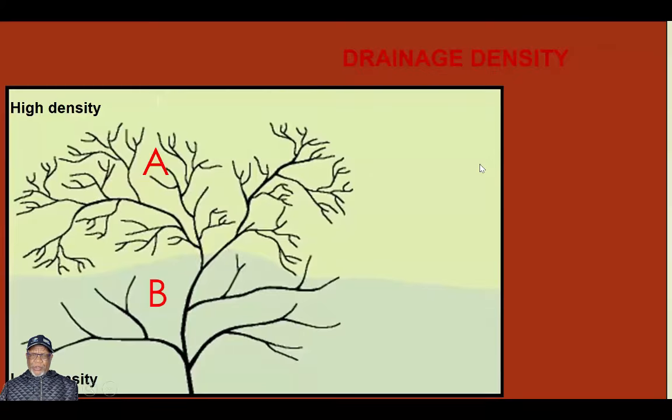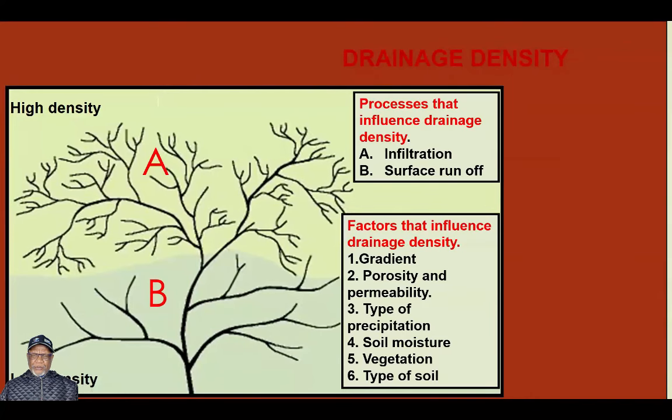So let's come to this page now. What are we looking at here? We're looking at drainage density. As we are looking at drainage density, we must be able to define the concept. So drainage density is the total number of streams of a drainage basin divided by the total area of the drainage basin.